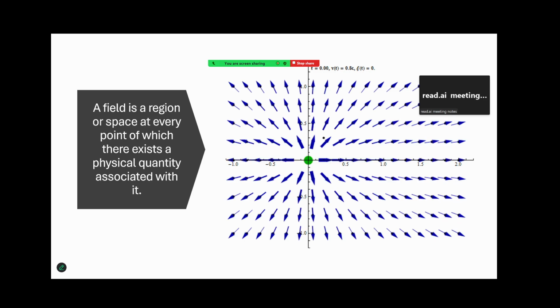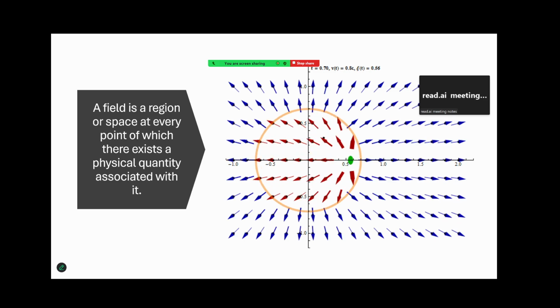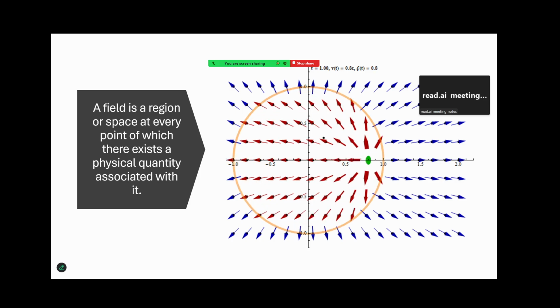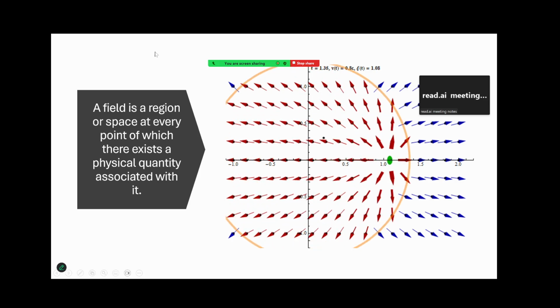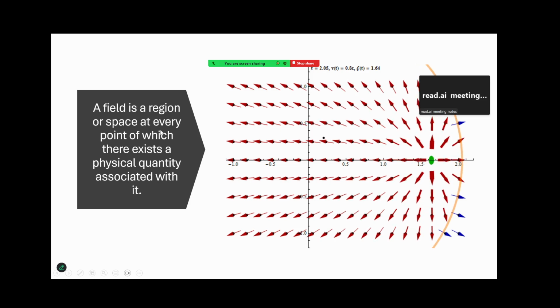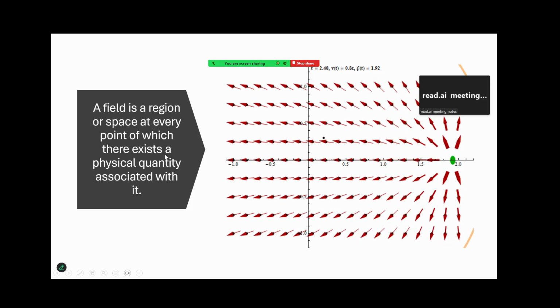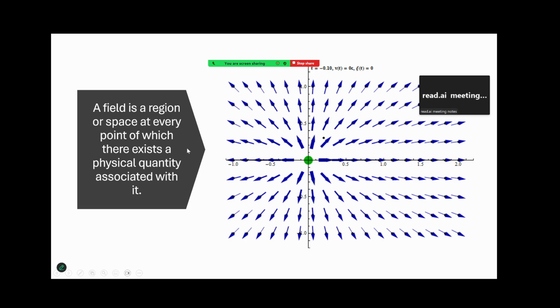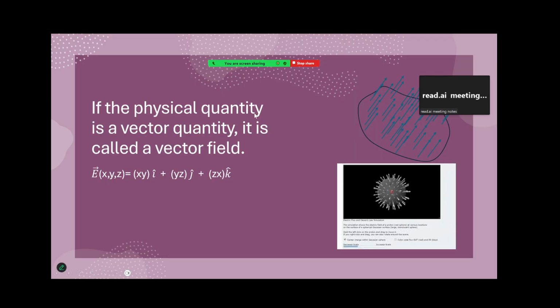In the previous case of the fan, the breeze is a vector field because there was a direction and a strength of the breeze. Once again repeating, a field is a region and a space at every point of which you can associate a physical quantity. If the physical quantity, like in the case of your fan, is a vector, then you have a vector field. We are given an example here: E depends on x, y and z.